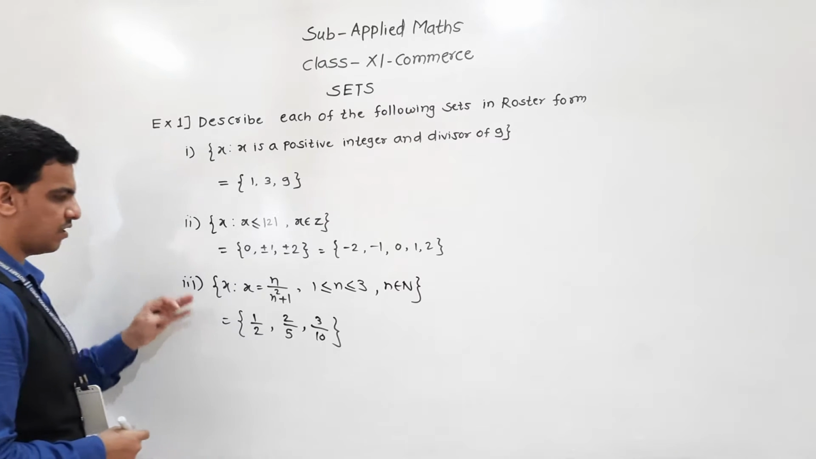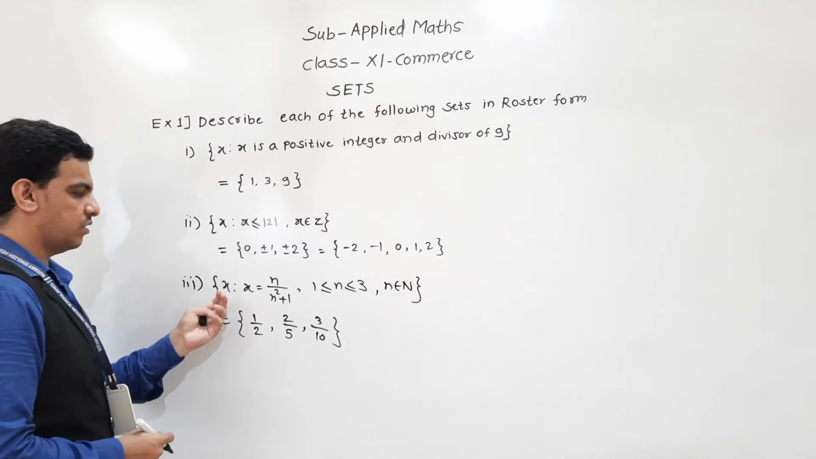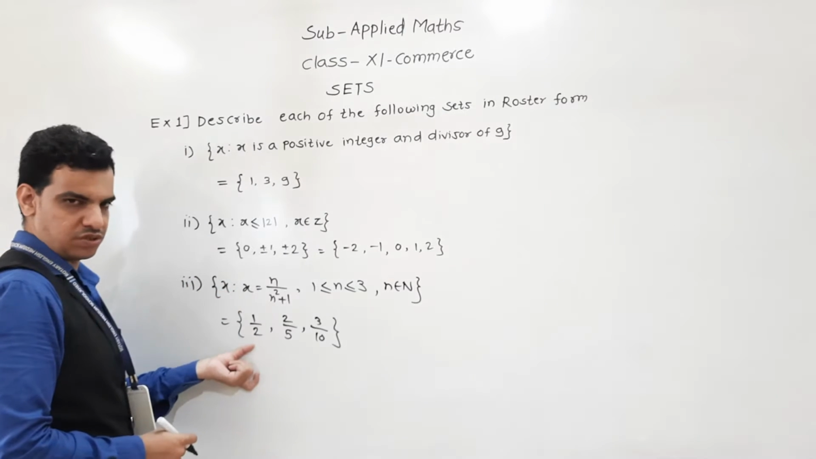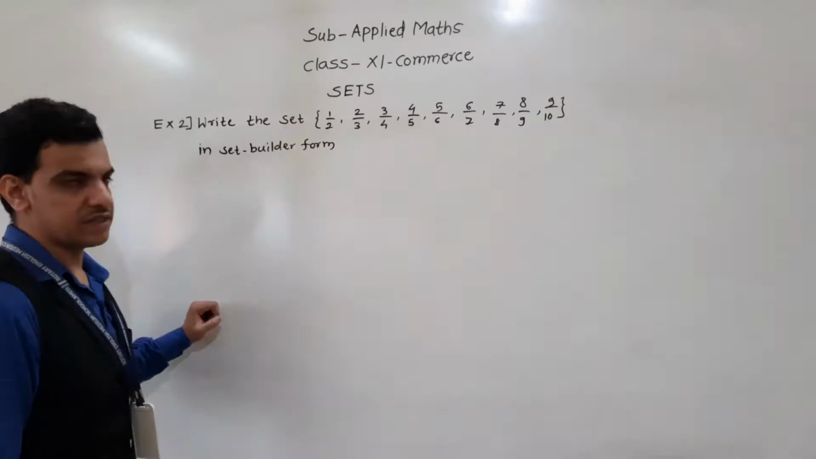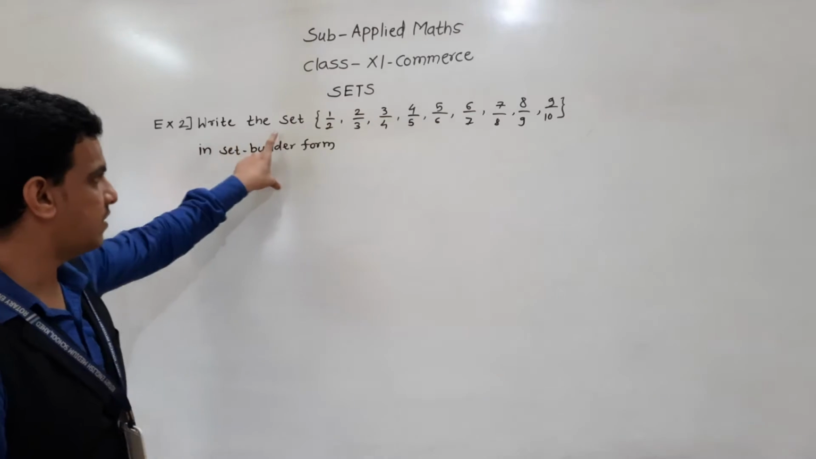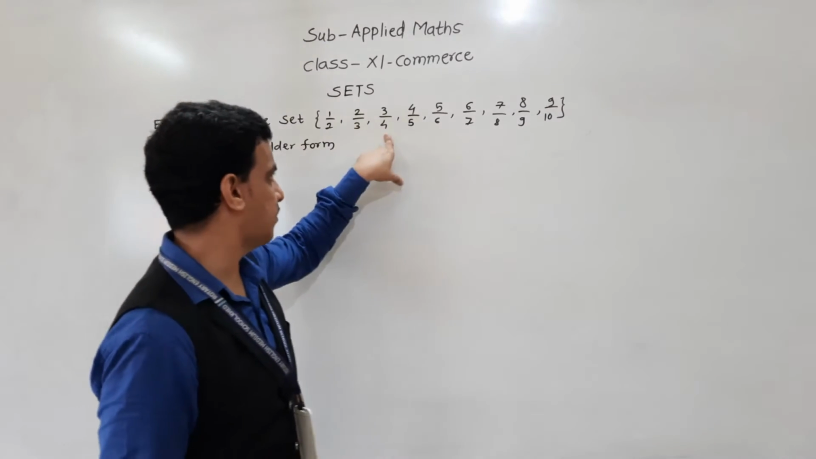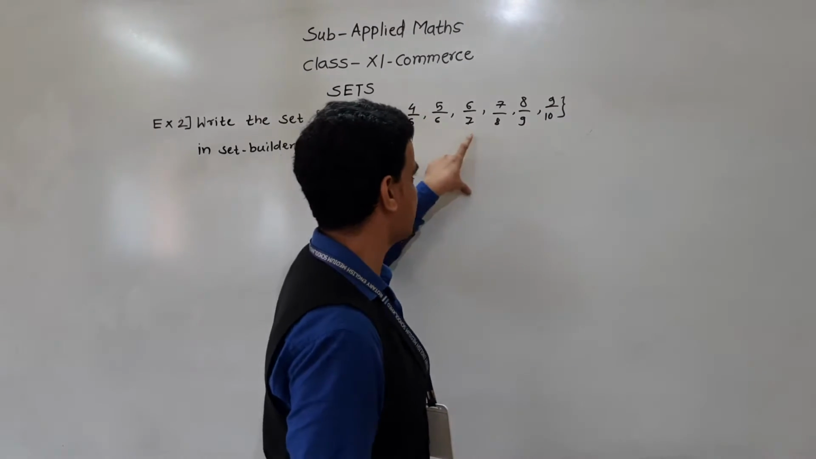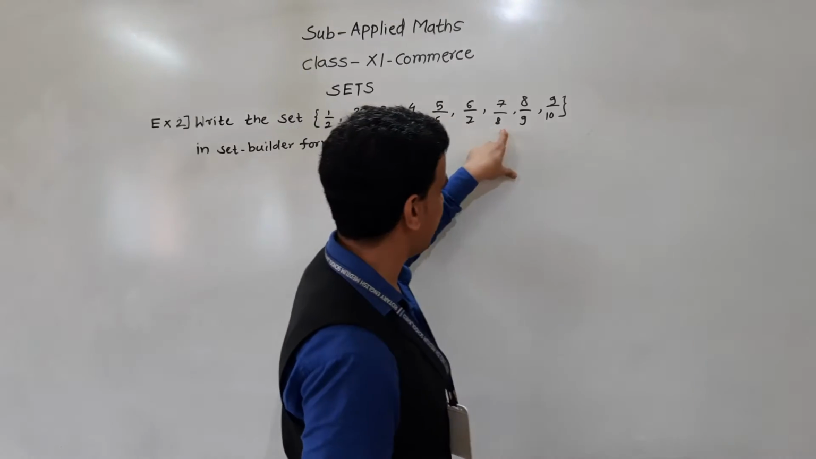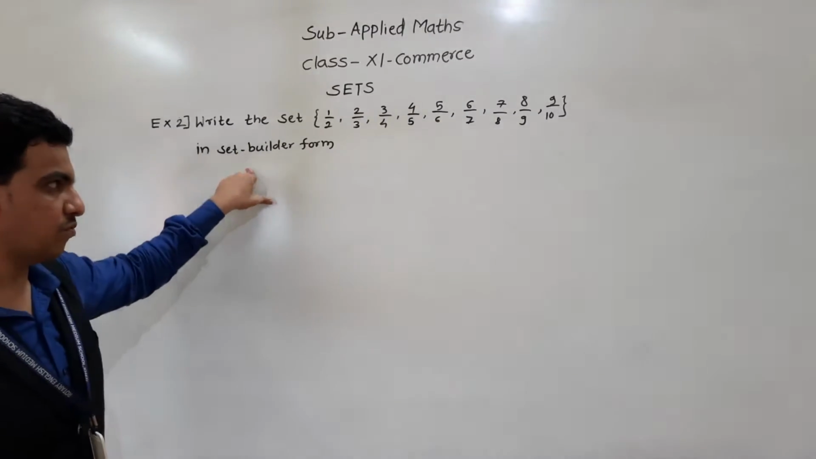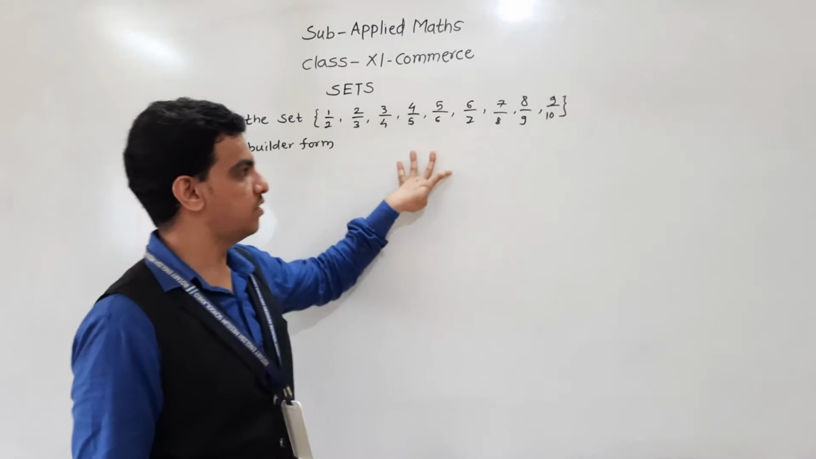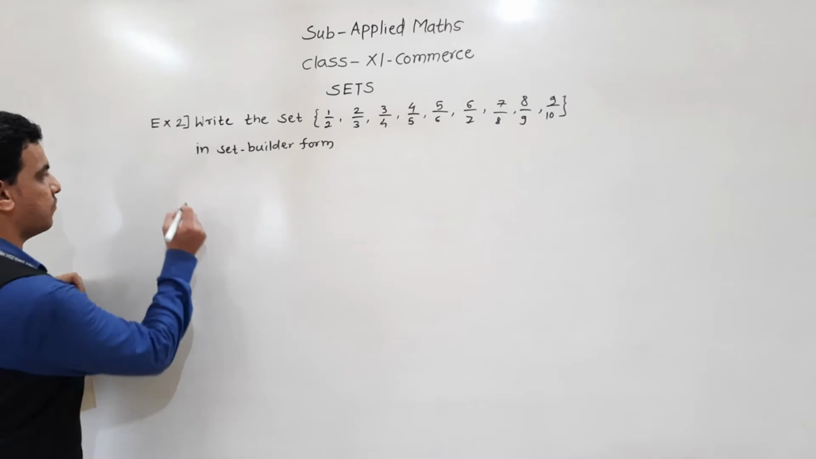Okay, understand this, how to write set builder form into roster form. Okay, now we will take the next example. The second example is write the set 1 by 2, 2 by 3, 3 by 4, 4 by 5, 5 by 6, 6 by 7, 7 by 8, 8 by 9 and 9 by 10 in set builder form. Okay, so this is in roster form. So how do we write it in set builder form?